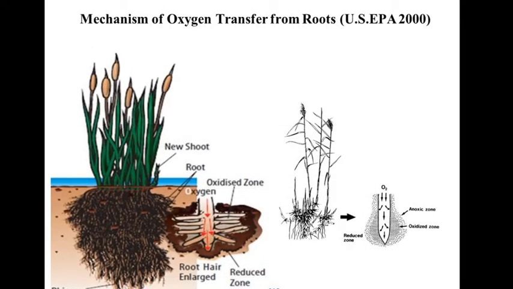Okay, so the mechanism of oxygen transfer from the root. You can see the roots, the new shoot, and the oxidized zone. Okay, so the root enlarges the reduced zone, and this is the mechanism of oxygen transfer from the root.